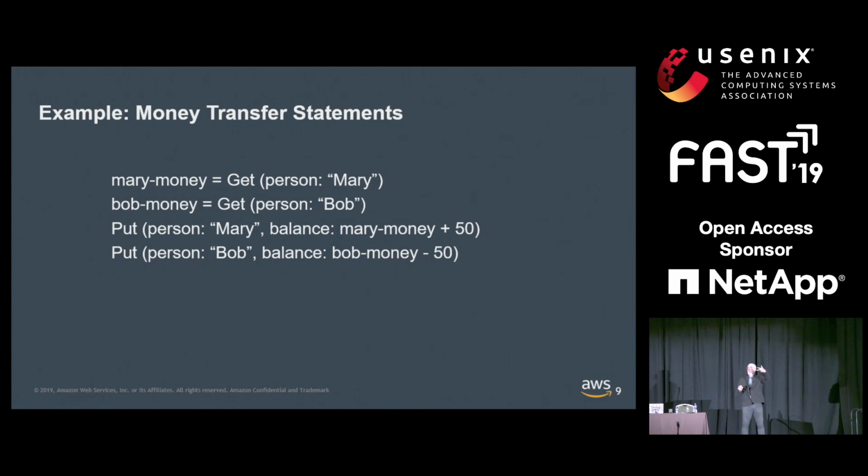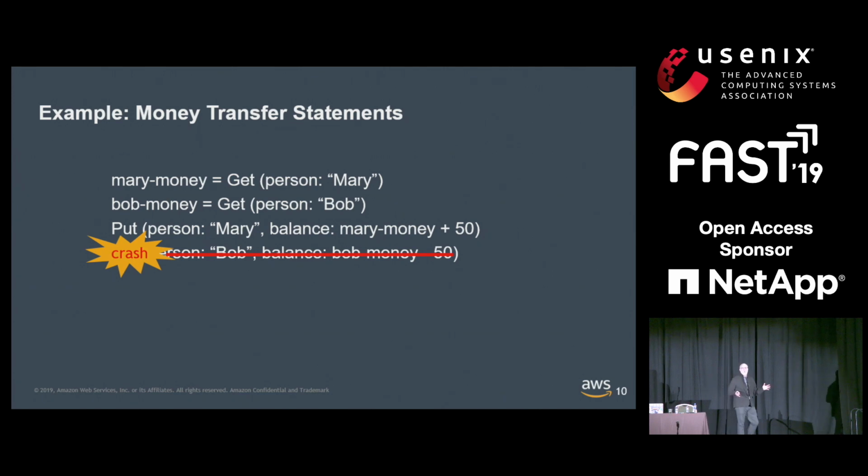You need 2 statements to do a get, to read the current values of the 2 parties involved in the transfer. And then you add $50 to Mary, you subtract $50 from Bob's amount, and you write those back into your database using put statements. You could do that on DynamoDB at any time in the past throughout DynamoDB's history. But if you had written these 4 statements in your application, they may not have provided the outcome that you would have expected.